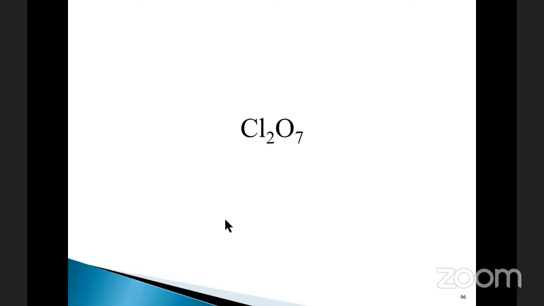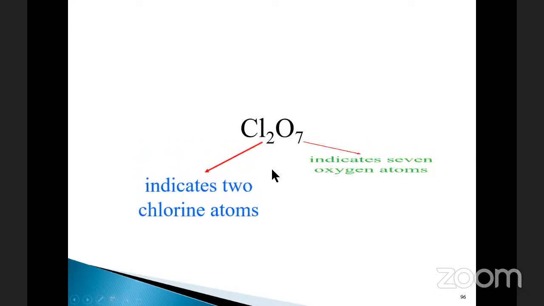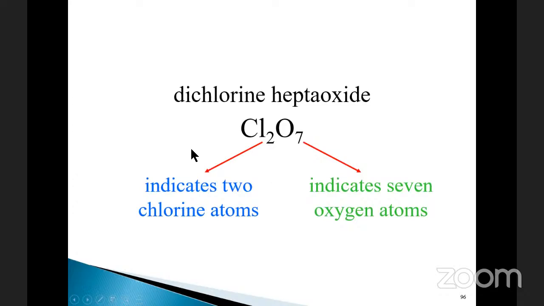Dichlorine heptaoxide. You're absolutely right. Dichlorine heptaoxide. Again, in this case, we have 2 atoms of chlorine, so that's where the dichlorine comes from. And then we have 7 oxygen atoms, so therefore we call this heptaoxide.